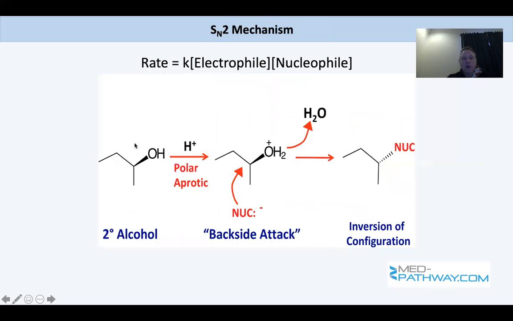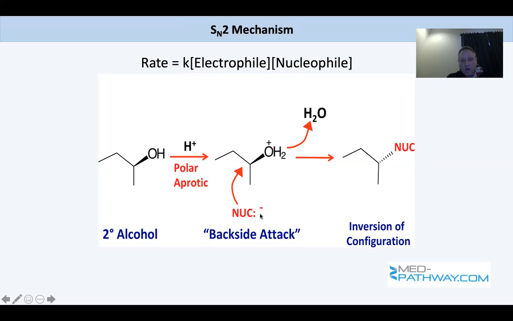So the SN2 mechanism is a little different. This is k times an electrophile and a nucleophile. So here's a secondary alcohol. And you know, in secondary alcohols, they're not the best of leaving groups. And I'll show you a trick with leaving groups in alcohols in a moment. So you put this in a polar aprotic solvent.